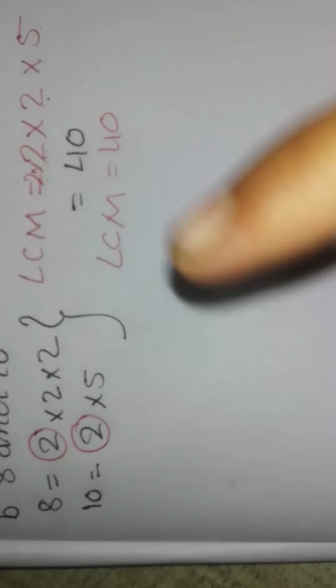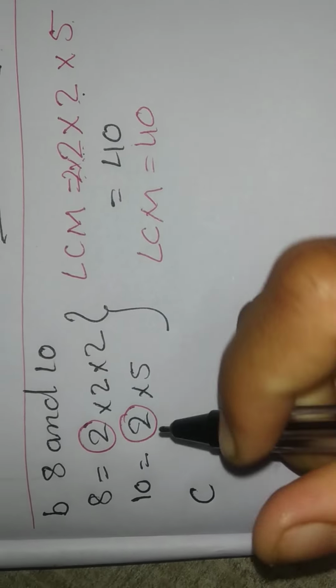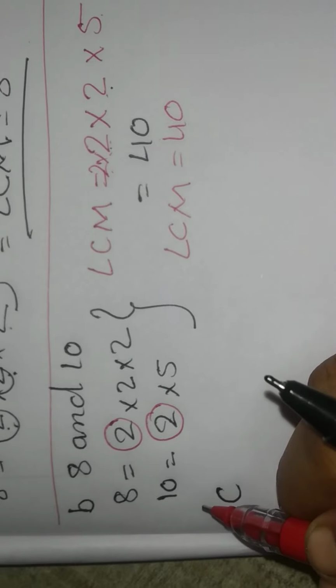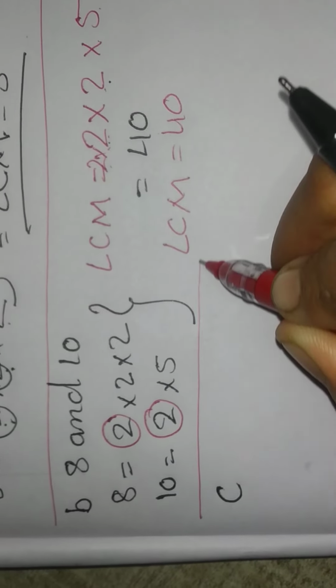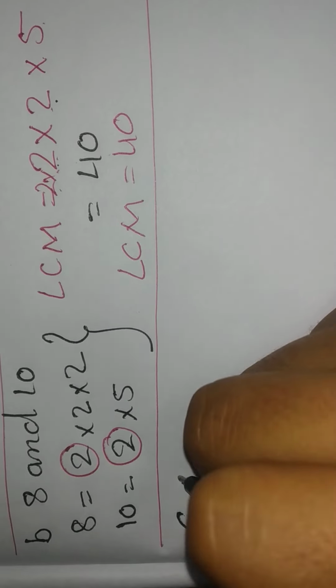Then the next question, sum C1, is 12 and 15.